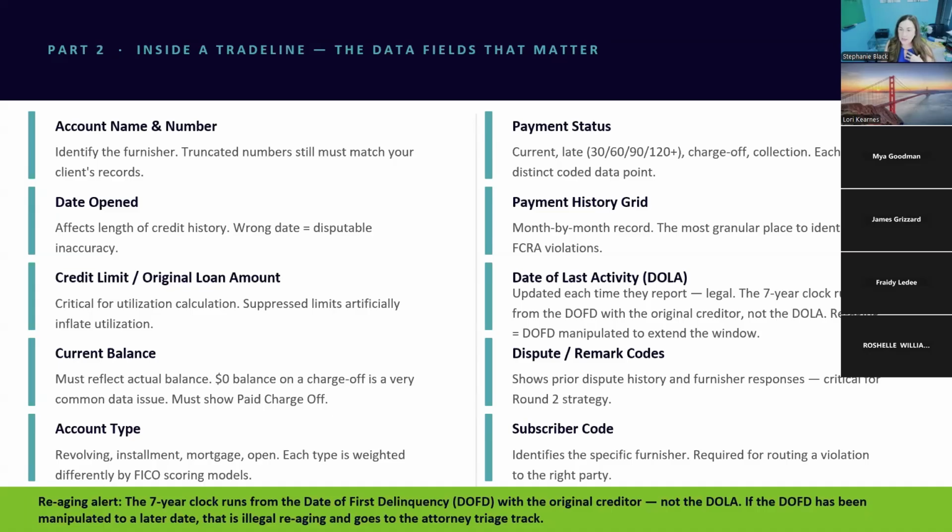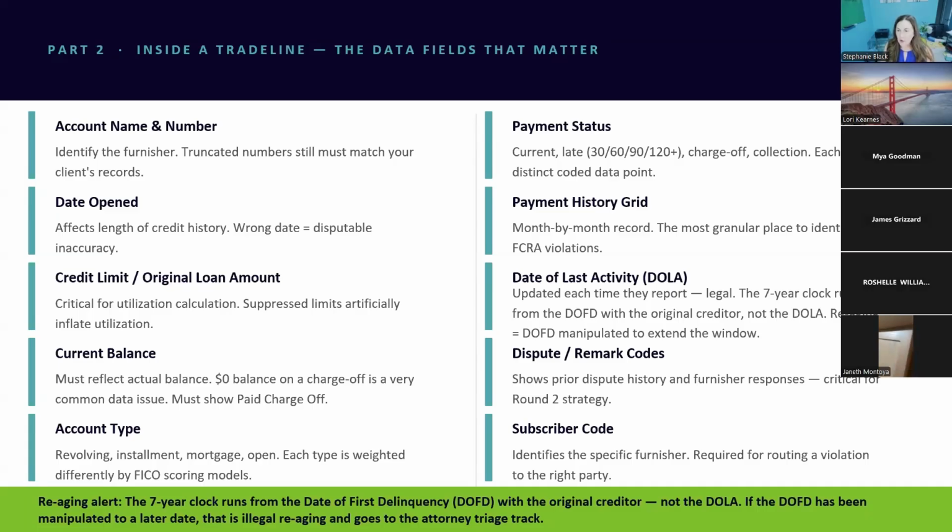Current balance, this definitely has to reflect the actual balance of that trade line. So if it's off, it's fine. We're going to talk about this a little bit later. What happens is if it's off by a few dollars, but it should reflect the actual balance. Zero balance on a charge off is a very common issue. It's got to show paid, right? So if it just says charge off and it's got the zero balance but doesn't show as a paid charge off, those are little things that you can be looking for, just incorrect data.